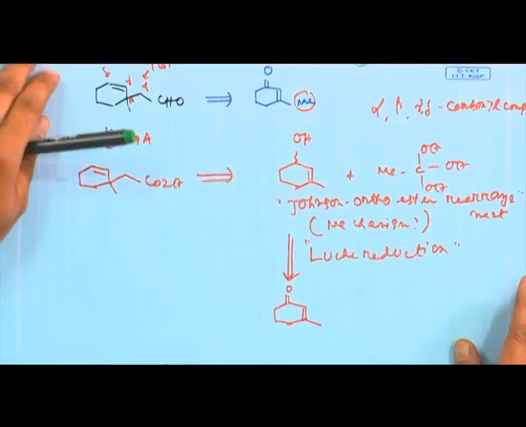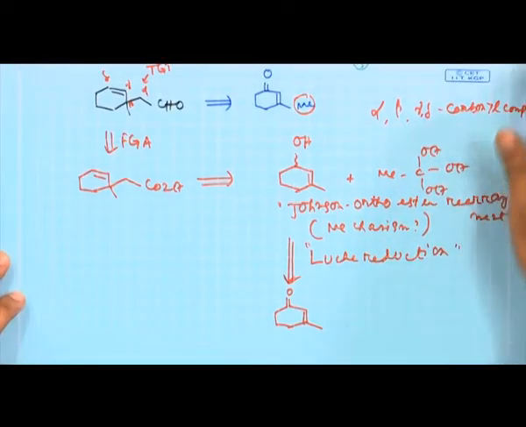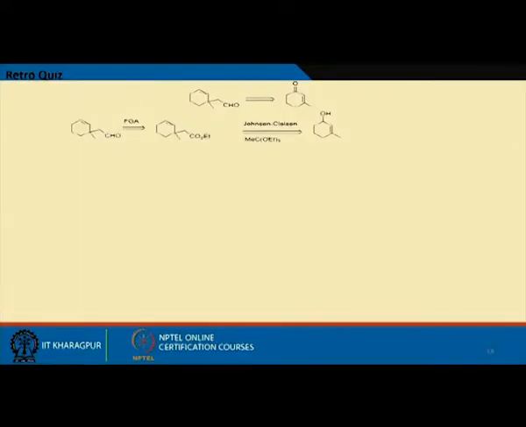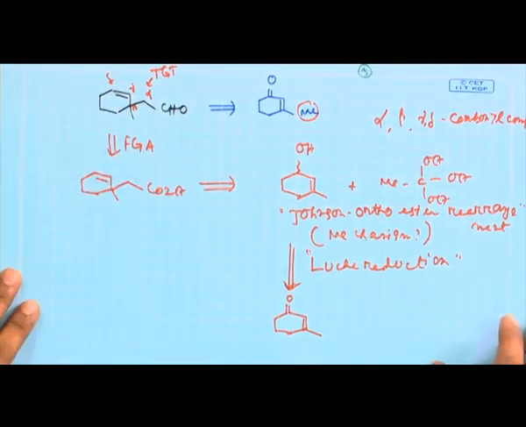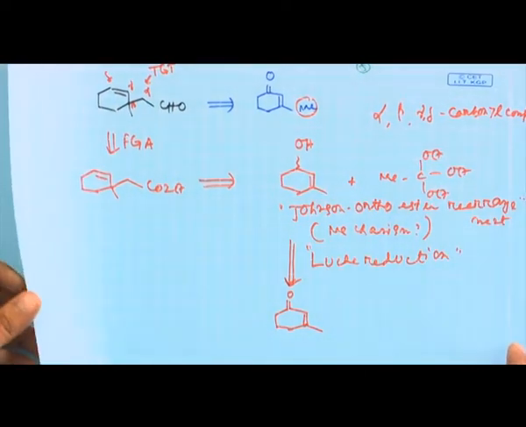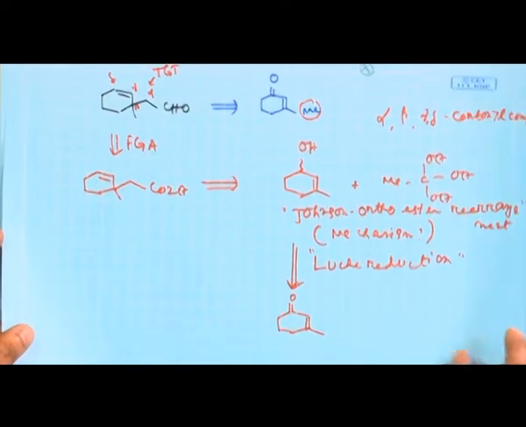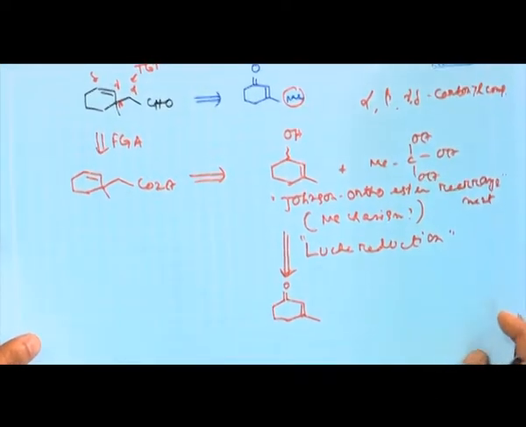Welcome back. If you remember last week's discussion, we are trying to continue it. We were discussing a retro of a compound having an alpha, beta, gamma, delta unsaturated carbonyl, basically an aldehyde functionality. We said a couple of important name reactions: the Johnson Orthoester Claisen rearrangement and the Luche reduction.